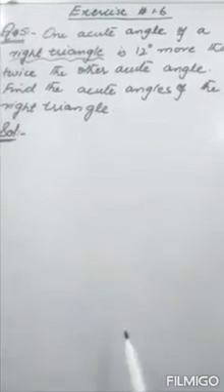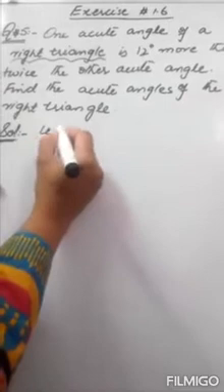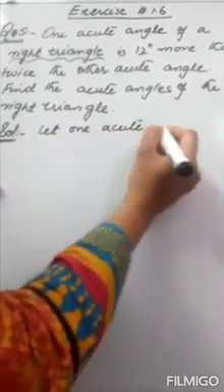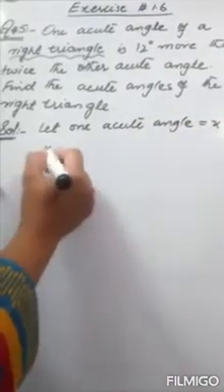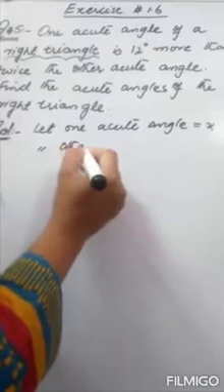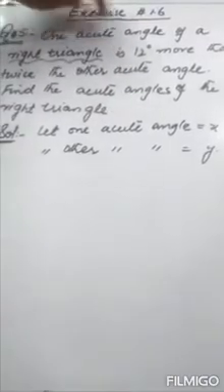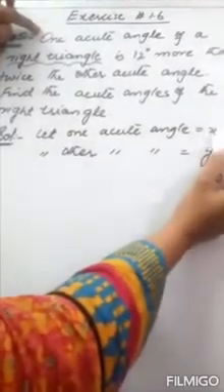Meaning first of all we have to suppose the two acute angles. Let one acute angle be equal to x and the other acute angle be equal to y. Now according to the statement, one acute angle of a right triangle is, I have taken it as x.